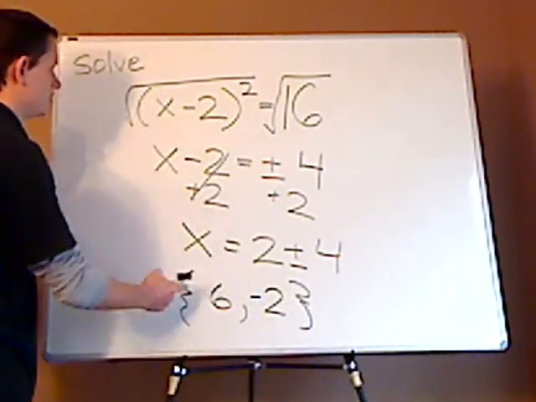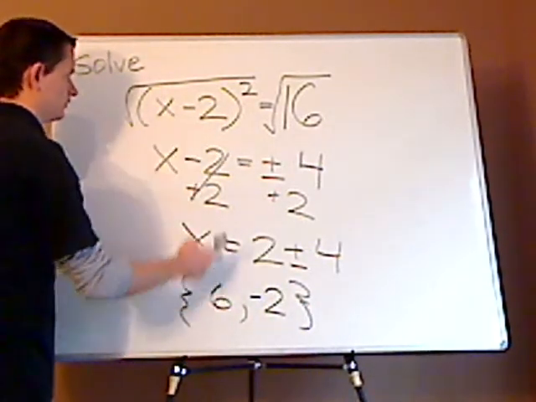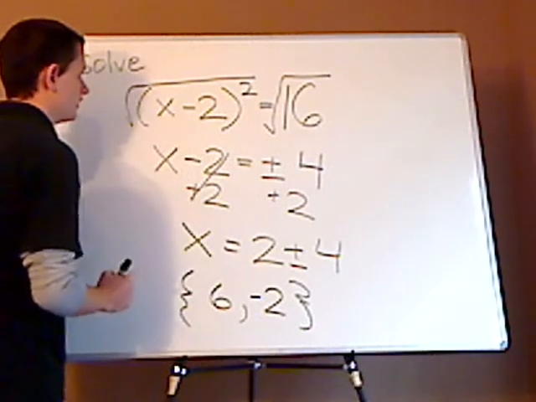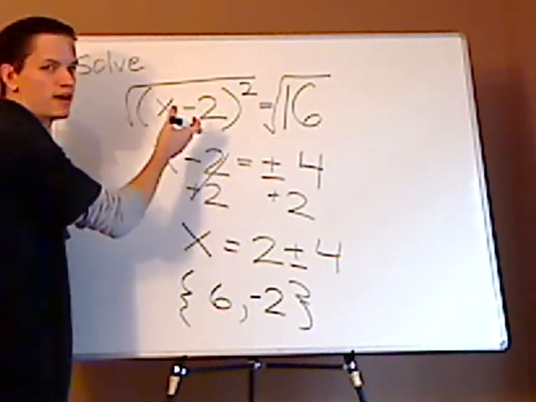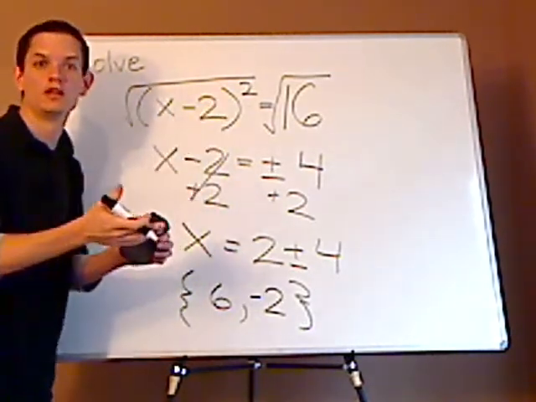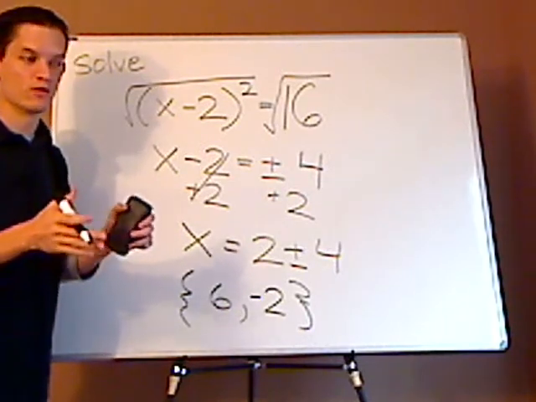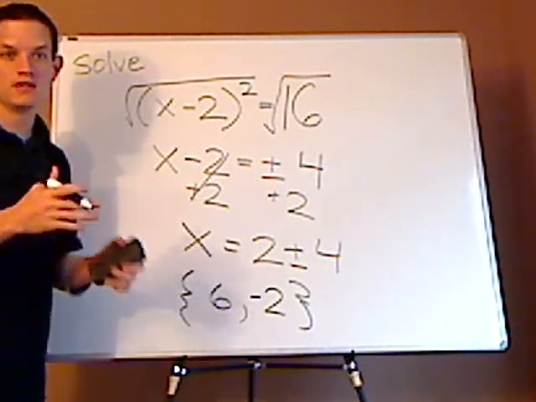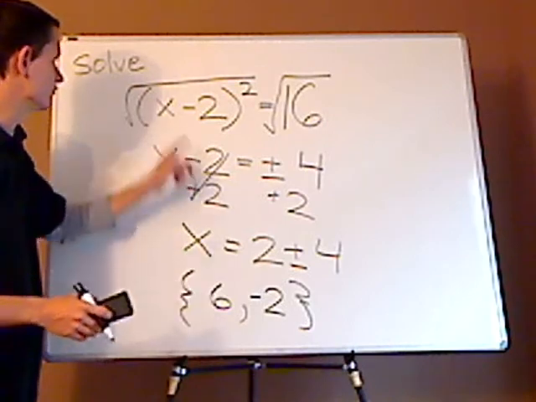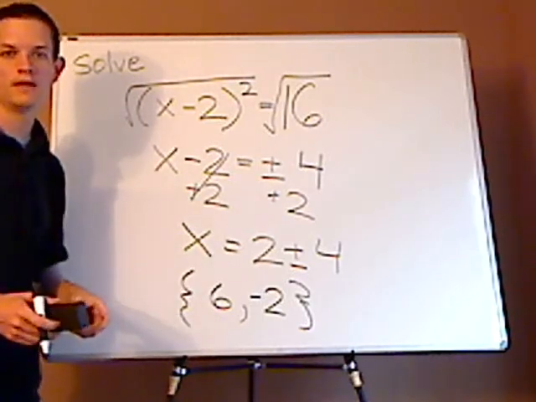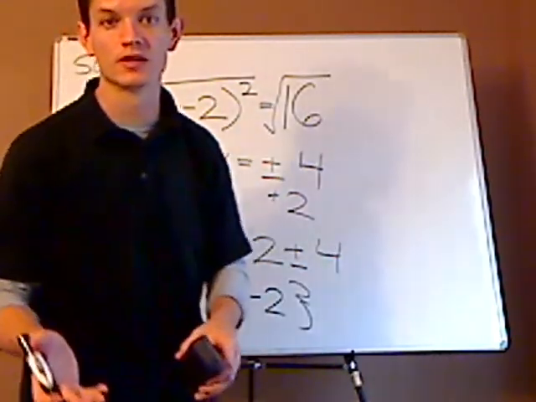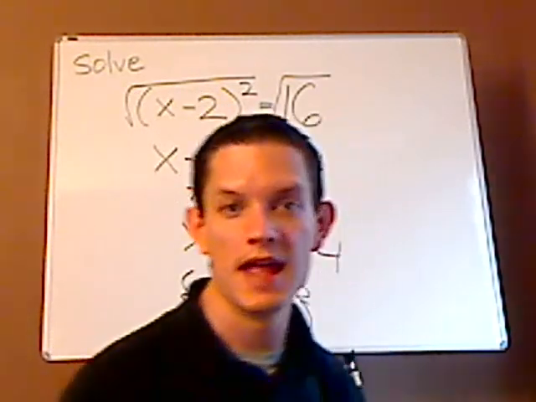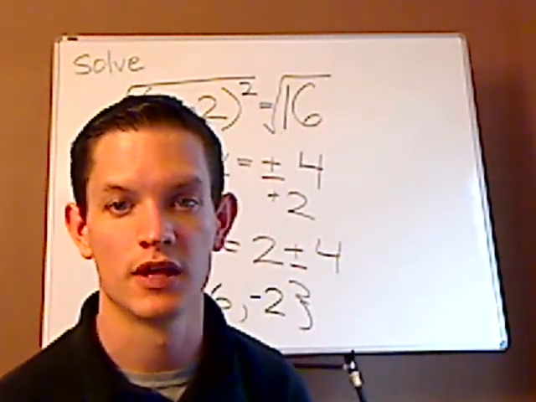Now, you have both of these here. Since you're squaring, it doesn't matter. If it was a square root where there are restrictions, then you would have to double check. Here, it works in both cases. All right? So your answers are 6 and negative 2. And that's it.